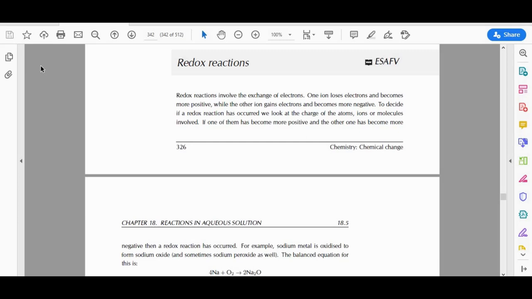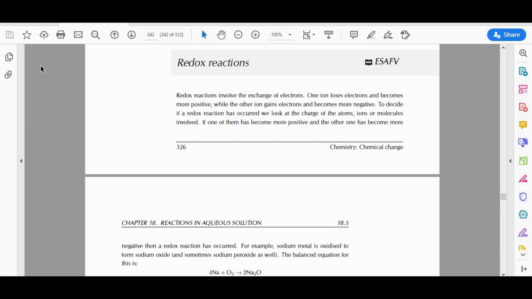with redox reactions. One ion loses an electron, it becomes more positive. Now, if one ion has lost that electron, the other one is going to gain it. The other one is going to accept it. And if they accept that electron, that ion now becomes more negative. You accept negativity, you become negative. It's a rule of thumb. It's also a rule in life. But we're here to discuss chemistry.